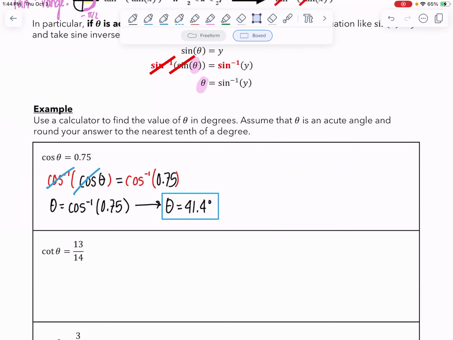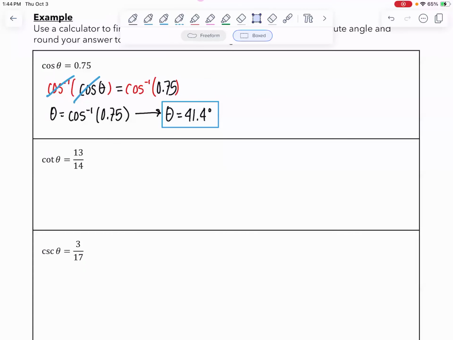All right, cotan of theta is equal to 13 over 14. So here's the thing. There is no cotan inverse button on your calculator.